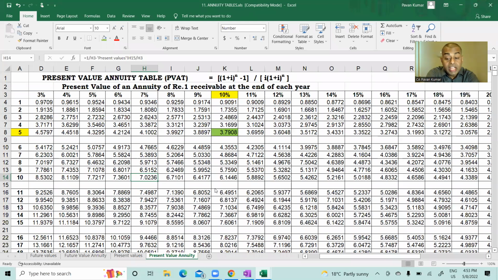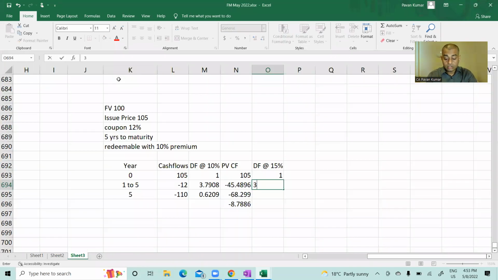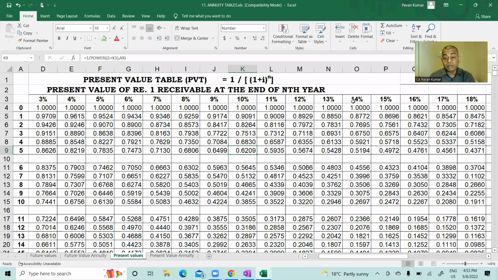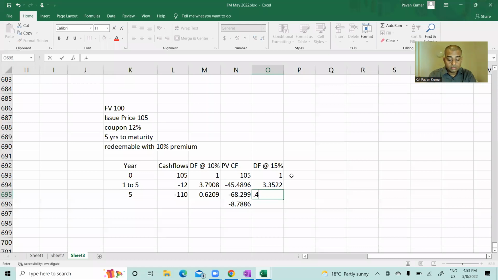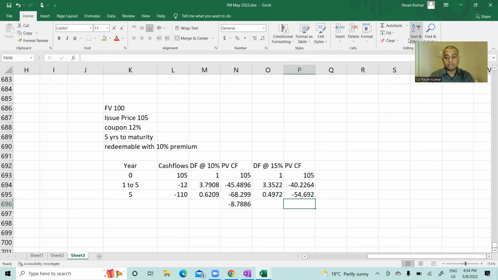I'm actually teaching you one very important concept, both conceptually and from the exam point of view. So can I say it is 3.3522? Okay. Then at 15%, 5 years, can I take 0.4972? Now, present value of cash flows: take cash flow, multiply with the discount factor, and then add these numbers.